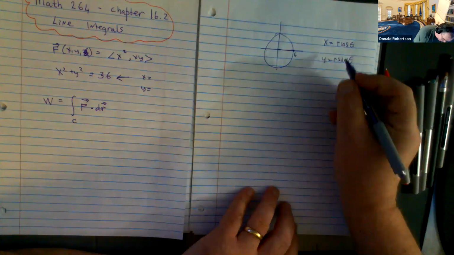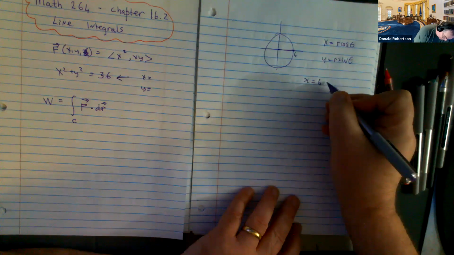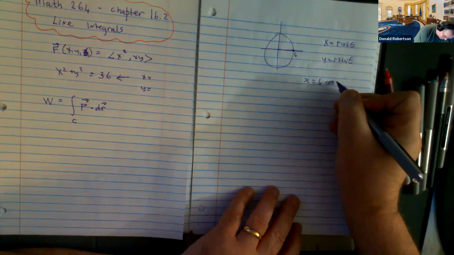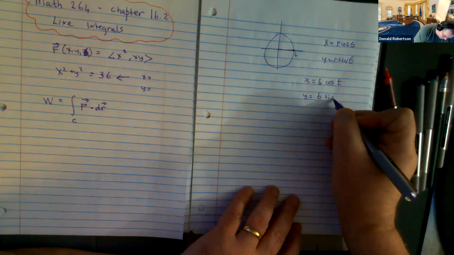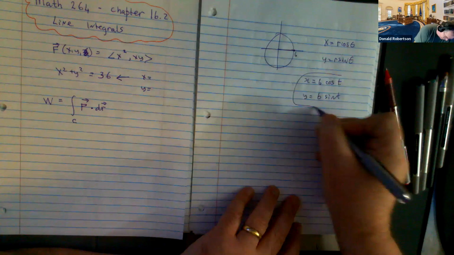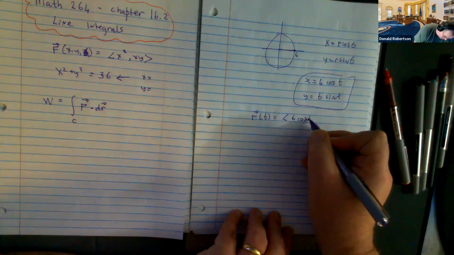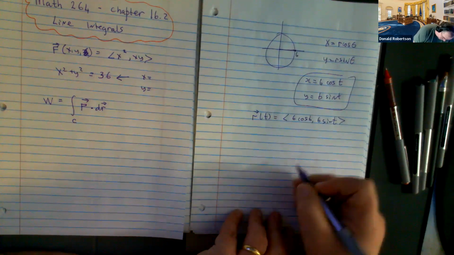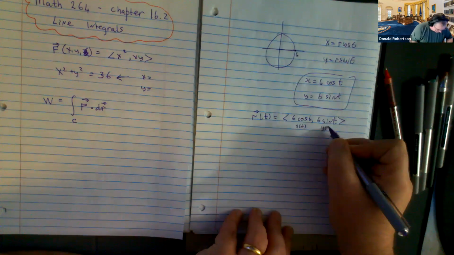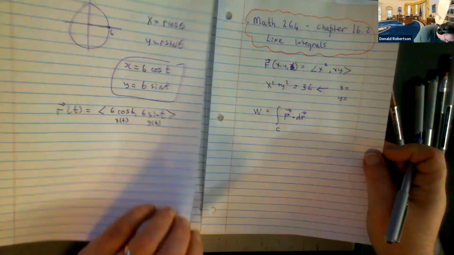The radius is 6, so x is 6 cosine, and instead of calling it theta, I'll just call it t to be consistent with all the others. And y is going to be 6 sine t. So there we go. There's our space curve in 2 dimensions: 6 cosine t, 6 sine t. That's basically x of t, and this is basically y of t. So we should be able to put this package together, and you're going to find a quite interesting answer.